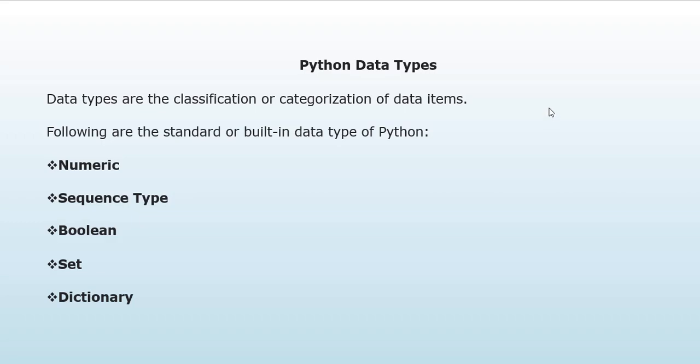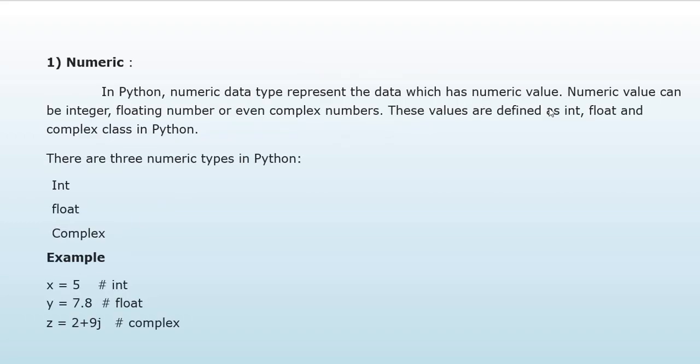First, we will discuss the numeric data type. So, what is numeric data type? Numeric data type represents the data which has numeric value. Numeric value can be integer. Integer means whole numbers. Floating number. Floating means whole with decimal part. And complex. Any idea about complex? Complex means it contains the real part with the imaginary part.